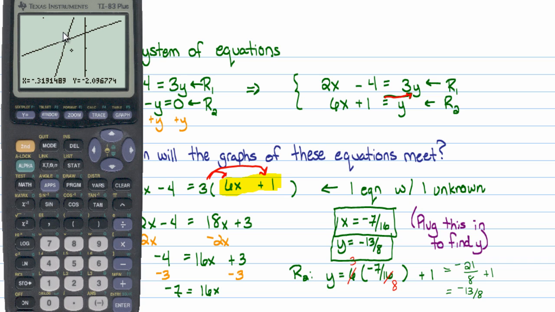Still kind of ridiculously difficult to find out where they meet. I'll use my arrow keys to kind of get there. This says about negative 0.44 for the x value and a negative 1.6 for the y value.